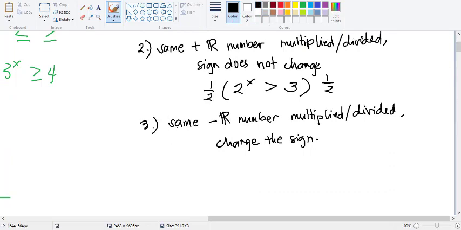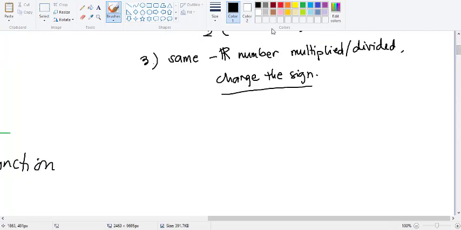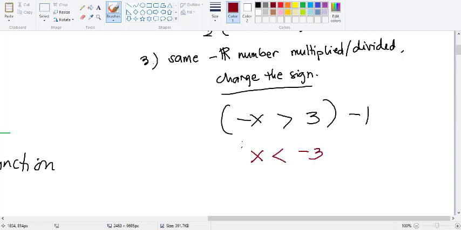So, if you are going to multiply or divide the same negative real number to an exponential inequality, then change the sign. Okay? So, the easiest example I can think of is something like this. The x cannot be negative, so you multiply both sides by negative 1, right? Now, your final answer should be x is less than negative 3. Change the sign. Okay? That also has something to do with the fact that you need to take the reciprocal.